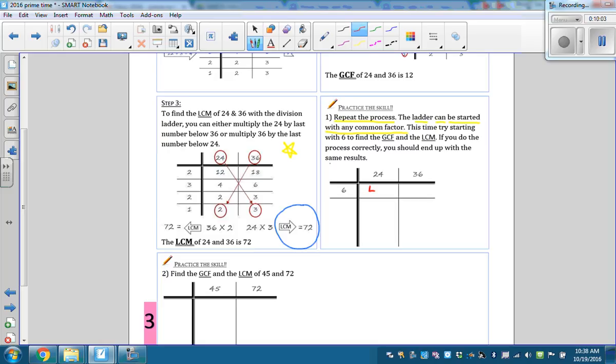24 divided by 6 is 4. 36 divided by 6 is 6. 4 and 6 both have 2 in common. 4 divided by 2 is 2. 6 divided by 2 is 3. 2 and 3 only have 1 in common. 2 divided by 1 is 2. 3 divided by 1 is 3. I'm at the bottom of the ladder because 1 is the only common factor. 2 times 36 is 72, which is the LCM.